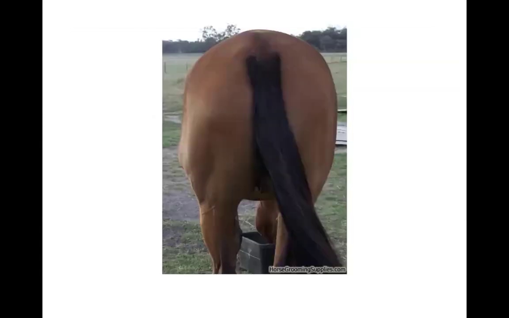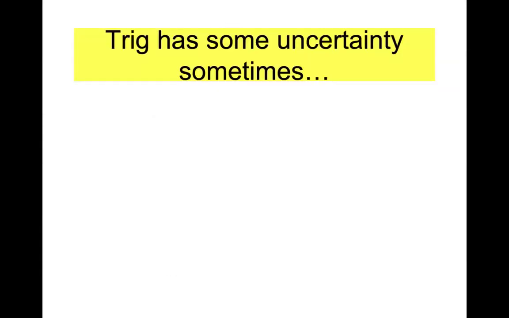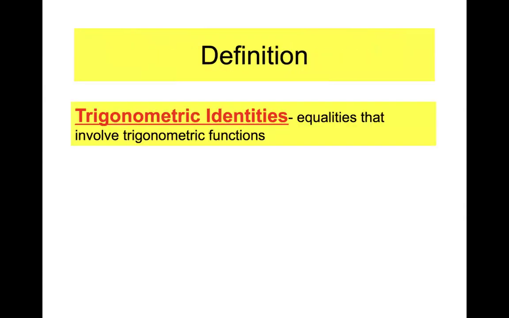All right, I love trig. But the catch here is that sometimes trig has a certain level of uncertainty, and today is one of those. Remember trig identities? We've seen this before. You don't need to write this one down. You've written it down before.